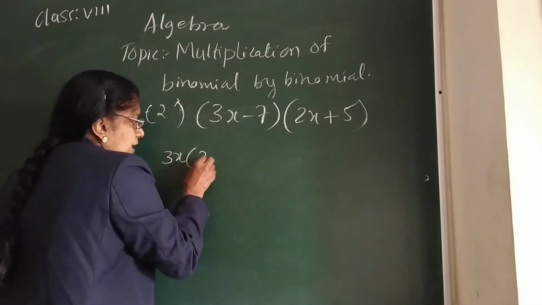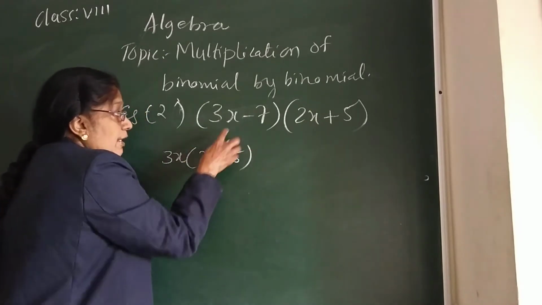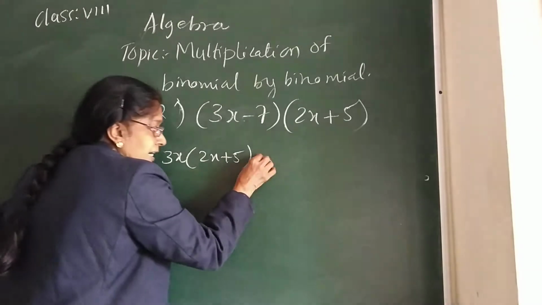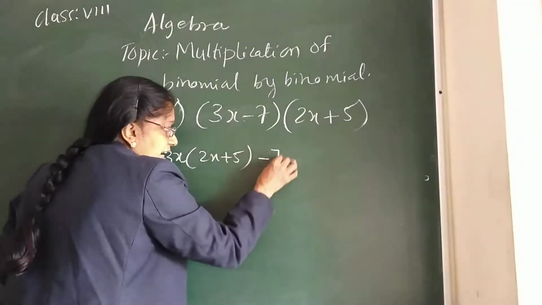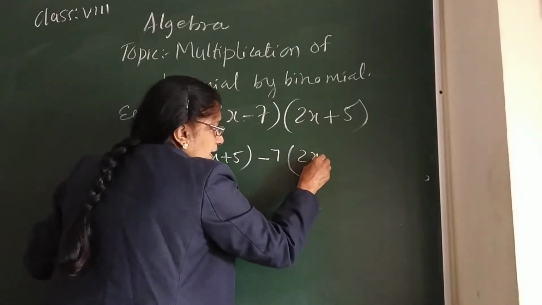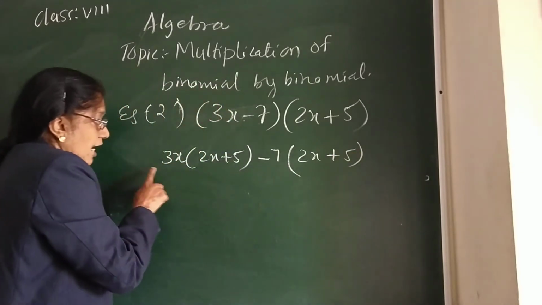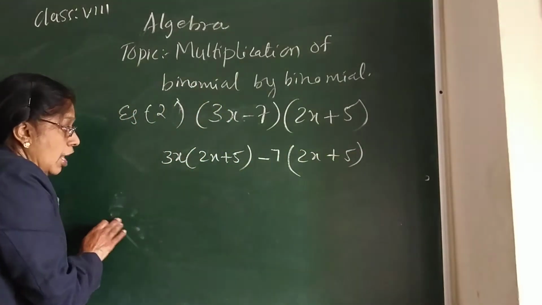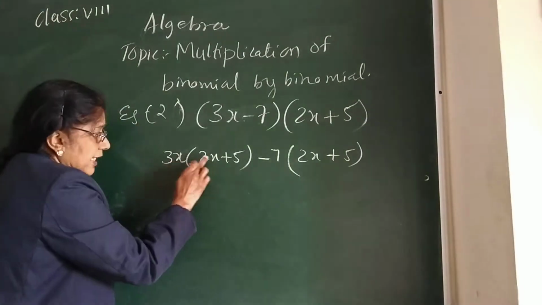So keep it in the bracket 2x plus 5. Then what sign is there? I told you, keep minus. What is the constant? 7. Multiply with the second binomial, 2x plus 5. Now we are going to multiply. How are we going to multiply?